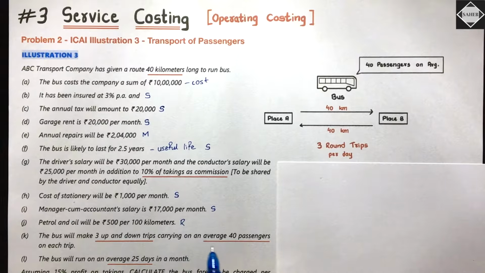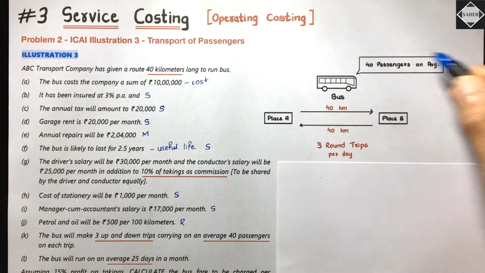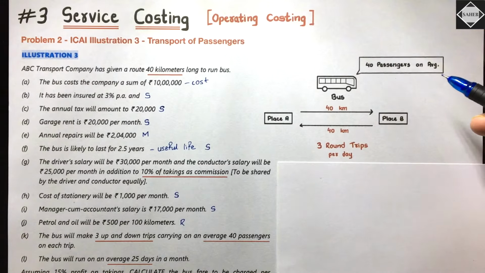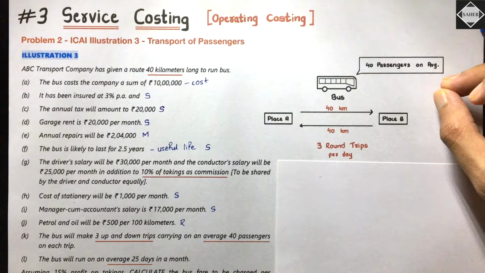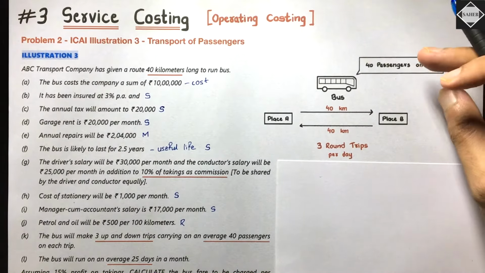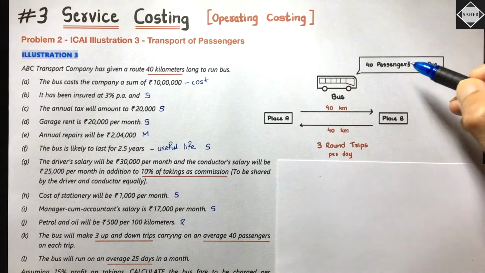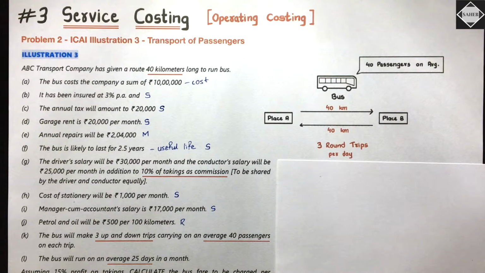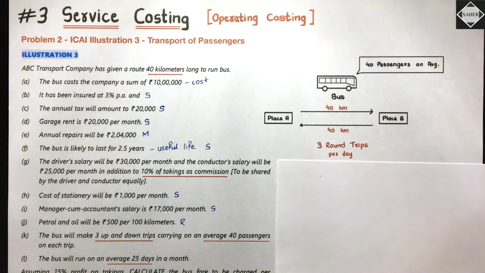Then they are saying carrying on an average 40 passengers on each trip. How many passengers? 40 passengers. In the earlier question, they gave us seating capacity and how much it is utilized. We had to multiply those things. But here it's not like that. Here directly they have said that on average 40 passengers are there in our bus. Is it clear? So directly we'll take 40. We'll not take seats and utilized capacity and all. Directly we will multiply by 40.